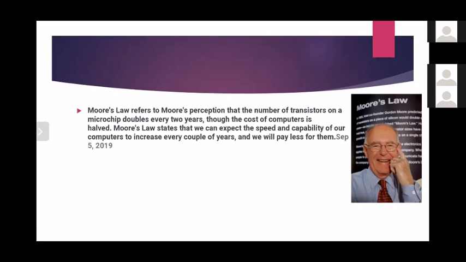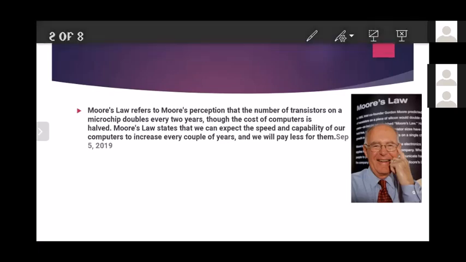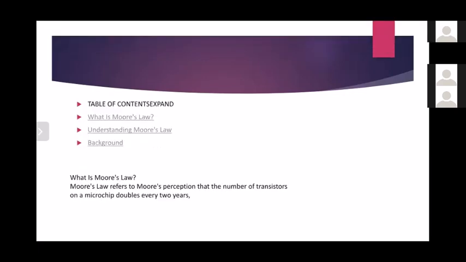Moore's law is an observation or projection and not a physical or natural law. Table of contents. What is Moore's law? Understanding Moore's law. Background. What is Moore's law? Moore's law refers to Moore's perception that the number of transistors on a microchip doubles every 2 years.